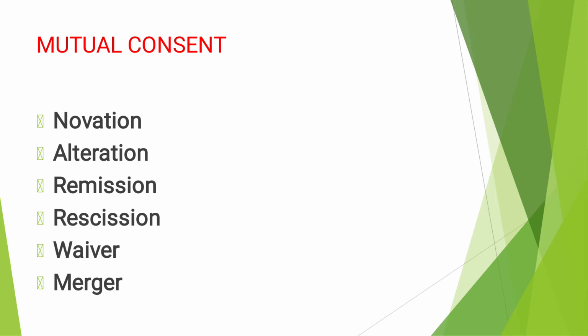First one is novation. Novation means substitution of a new contract in place of the old one. It creates a new contract in exchange for the old contract. It discharges the old, that is the original contract, with the new one. The new contract may be either between the same parties, that is the parties who already signed the agreement, or between different parties, that is with a new party. The consideration is the mutual discharge of the old contract.